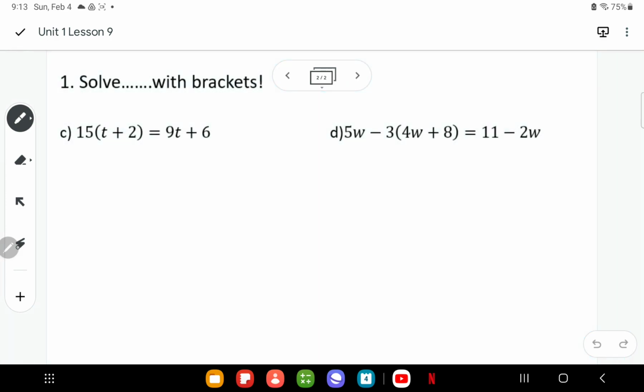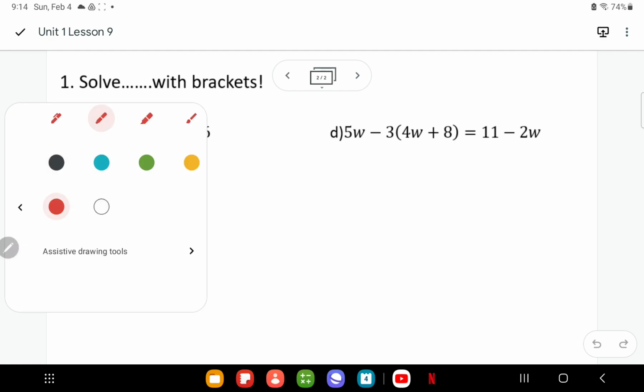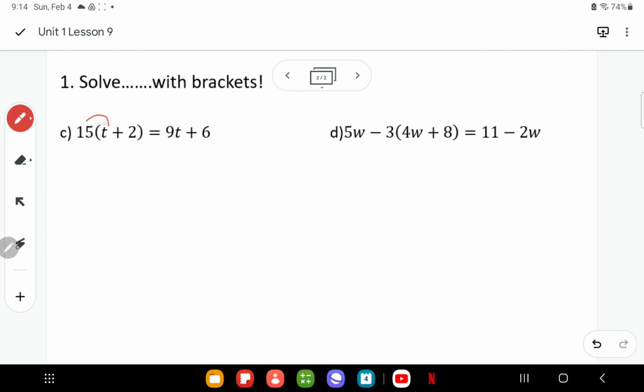Got a couple more examples. I suggest maybe giving this one a try. If you want to pause this, try C and see if you get the right answer. Pause it, give it a try on your own, and then watch the video to check your work. Okay, so hopefully you did give this one a try.